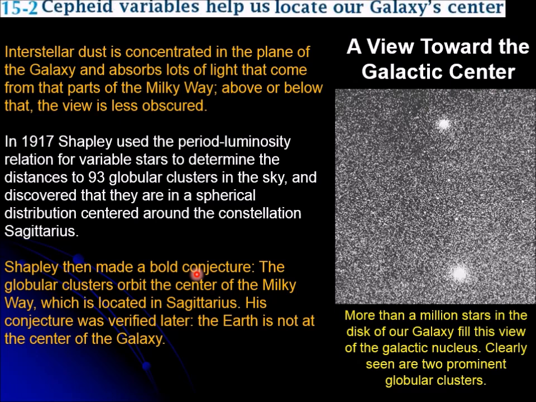He didn't have enough information to deduce that, but nevertheless he concluded that the globular clusters that orbit out there are near the center of the Milky Way, which means that the center of the Milky Way was in Sagittarius. And now we know that there's a huge, humongous black hole there.